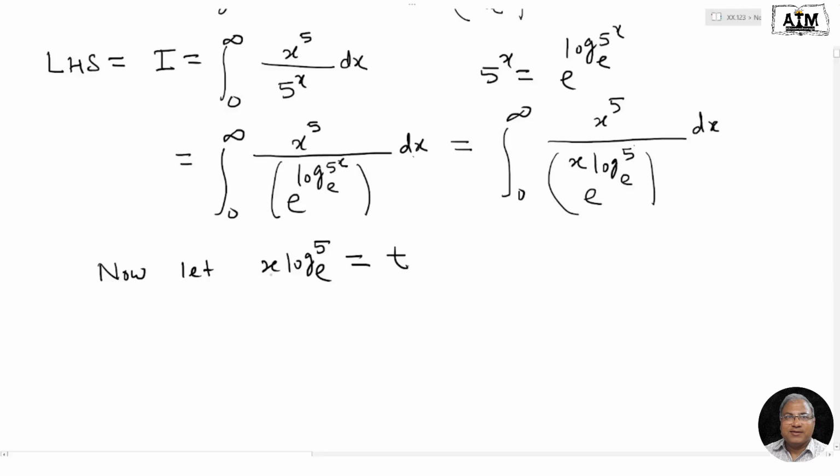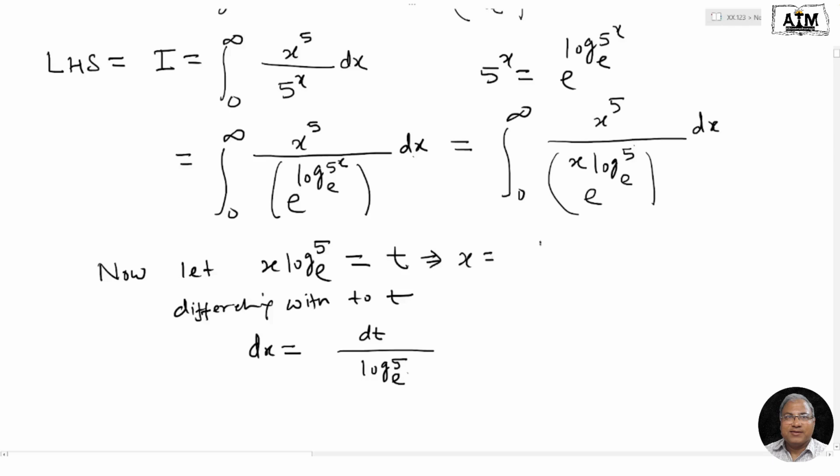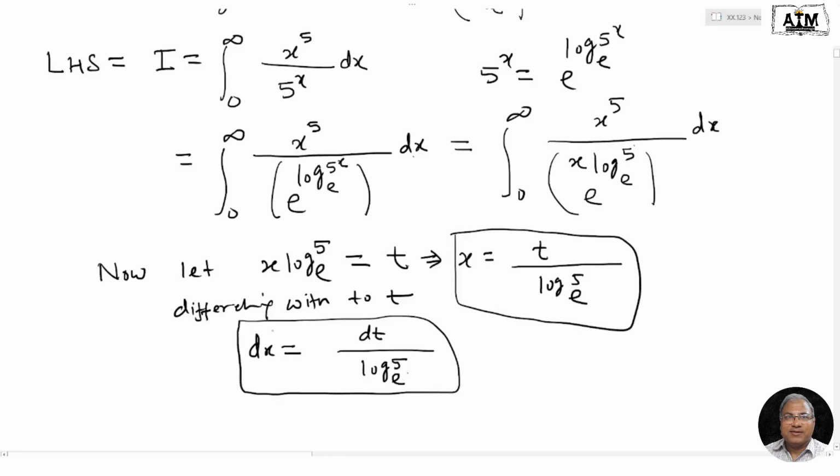Now let x multiplied by log 5 to the base e equal t, and differentiating, we get dx equals dt divided by log 5 to the base e. One more piece of information: we had x multiplied by log 5 to the base e equals t, which implies x equals t divided by log 5 to the base e. So we are going to use this information, as well as dx equals dt divided by log 5 to the base e.